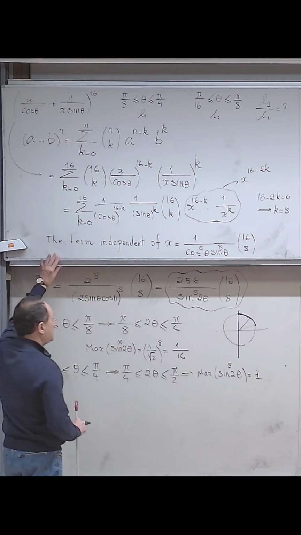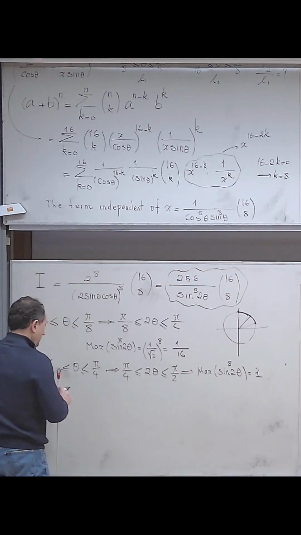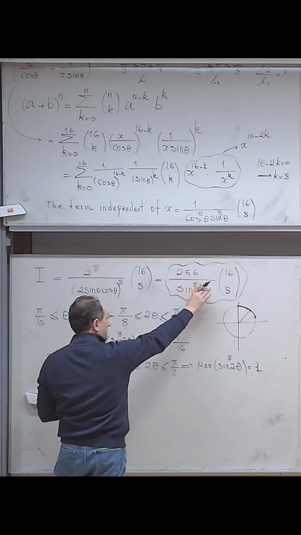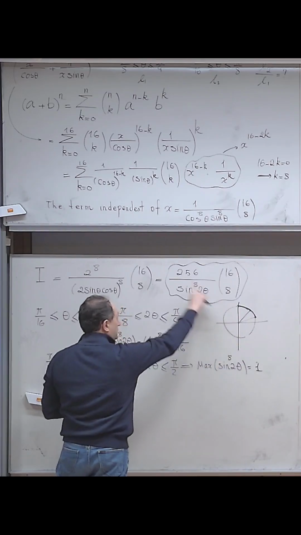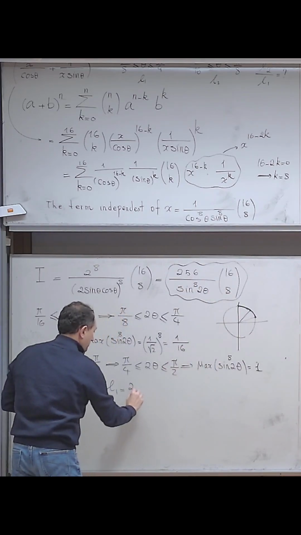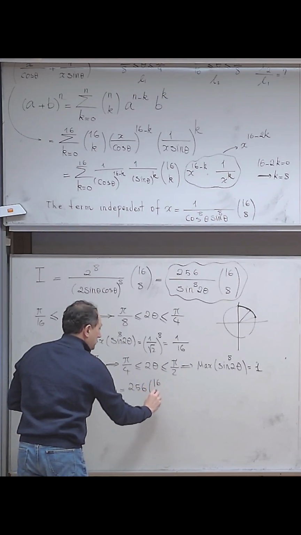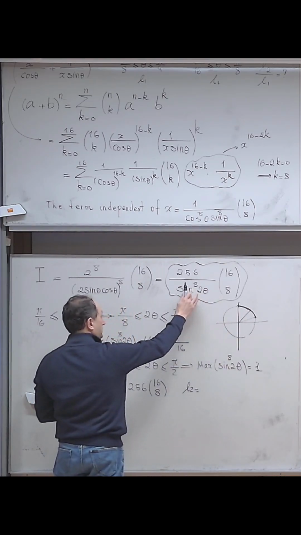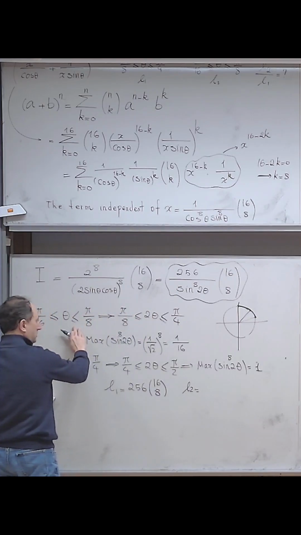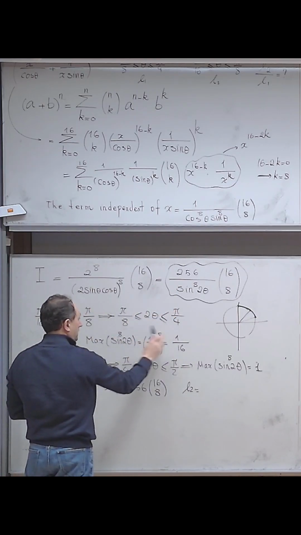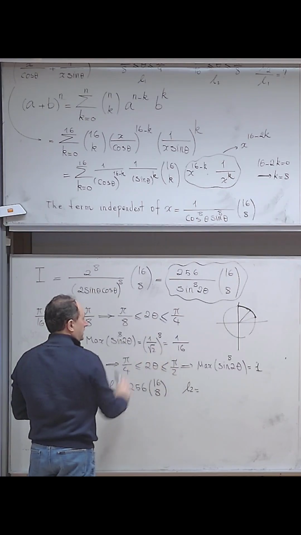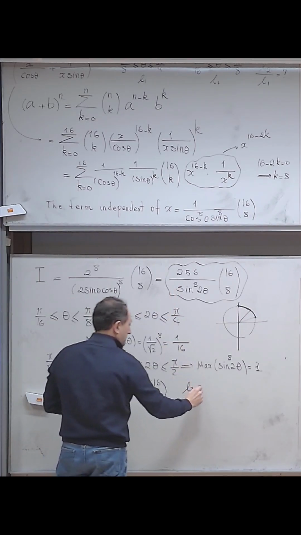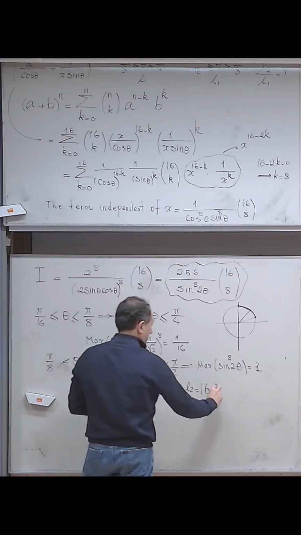Now if I ask you what is L1, do you remember? L1 is the minimum of this expression under this condition, which becomes exactly this number, 256, 16 choose 8. And what is L2? L2 is the minimum of the same expression under this condition, which occurs when I have this maximum for sine. So instead of this expression, I put 1 over 16, but 1 over 16, 16 will go up, it will be this number.